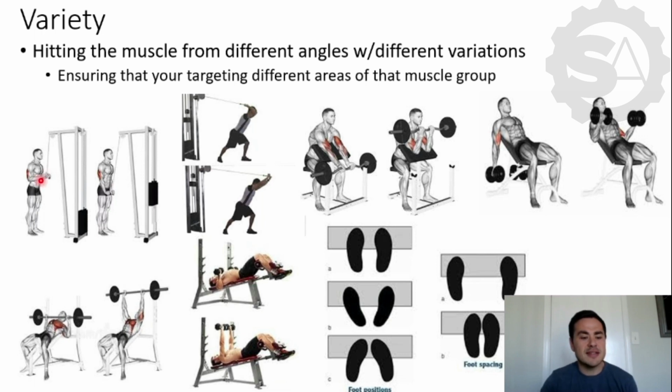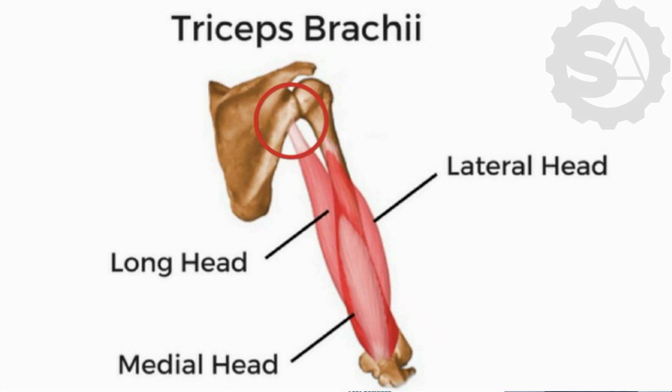So for example, we have the tricep pull down that's going to be on a cable, and notice how his upper arm is going to be neutral in this variation. The other variation, and another way to target your tricep, would be an overhead variation of the tricep extension. In this case, notice how his upper arm is more flexed. By doing this, this is going to actually target the long head of your tricep.